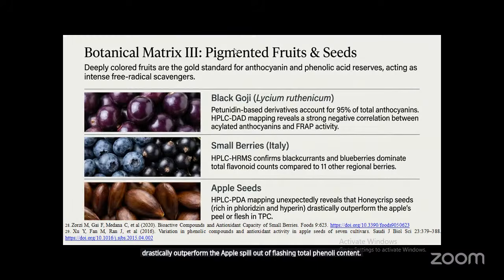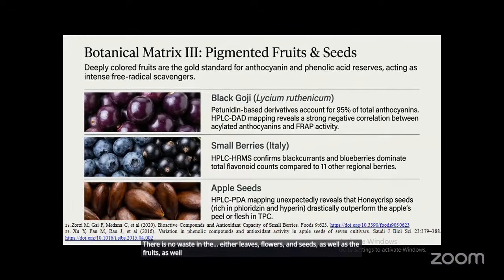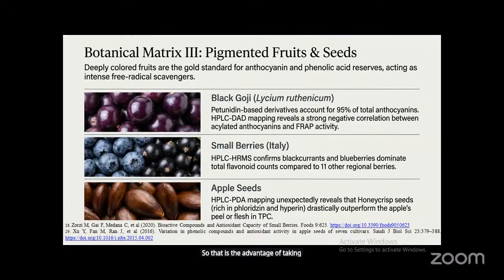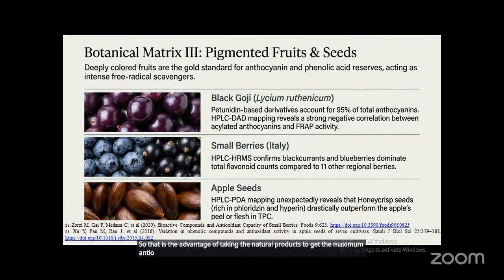So there is no waste in either the leaves, flowers, seeds, as well as the fruits, as well as the shells of any seeds. So that is the advantage of taking natural products to get the maximum antioxidants from their sources.